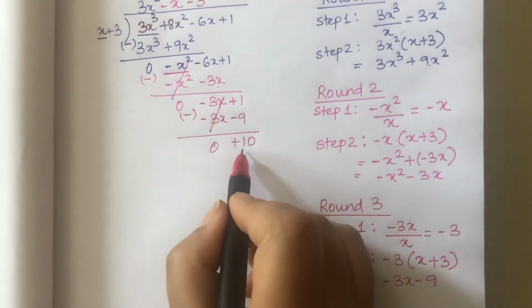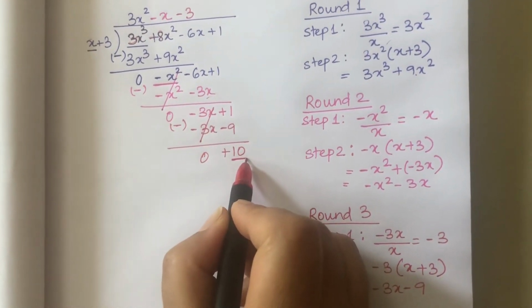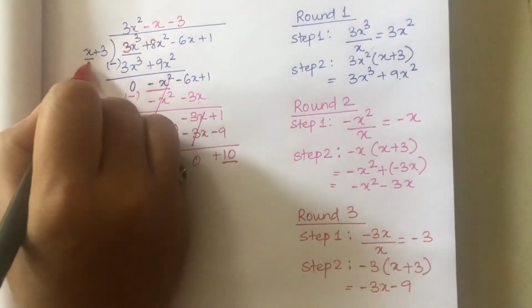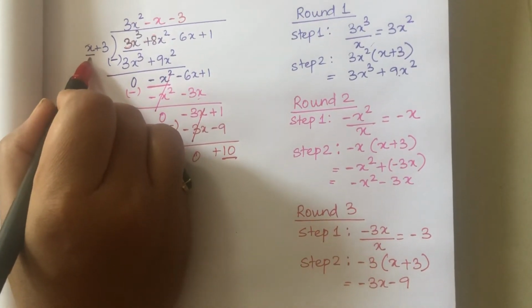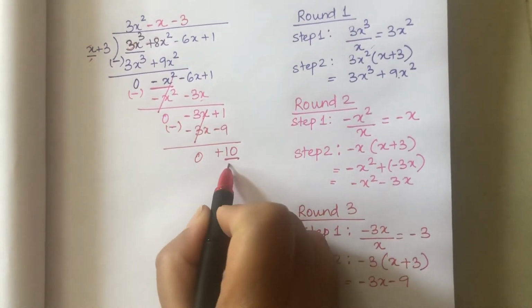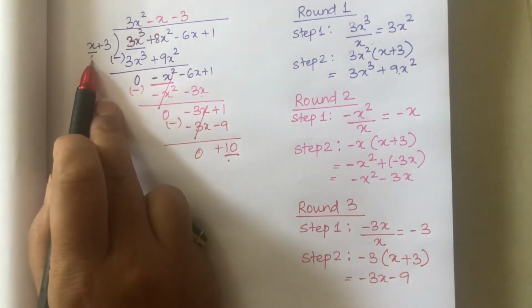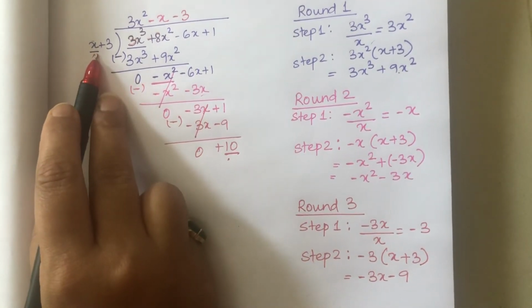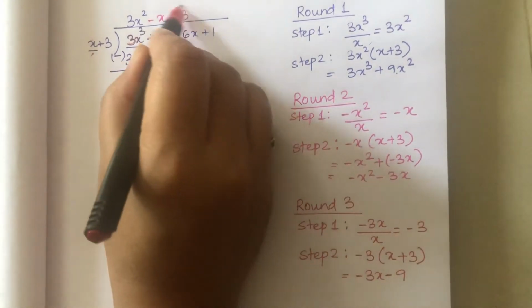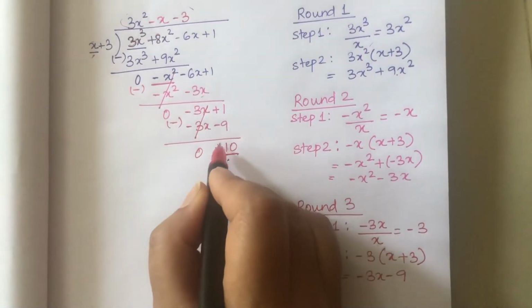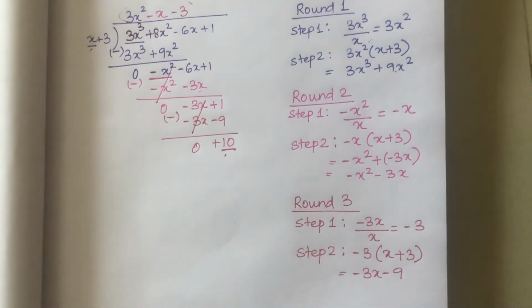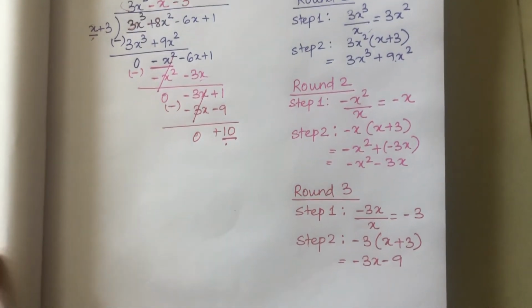And now if you see, the degree of the remainder is 0 and the degree of the divisor is 1. So now the degree of the remainder is less than the degree of the divisor. So we stop our division process here and we get our quotient, we get our remainder. Now we can use this to verify the division algorithm.